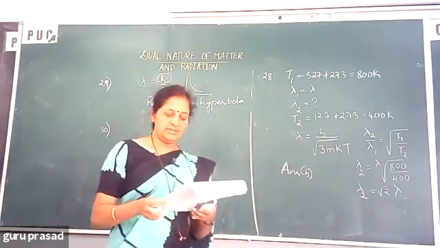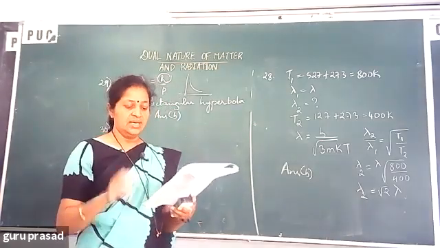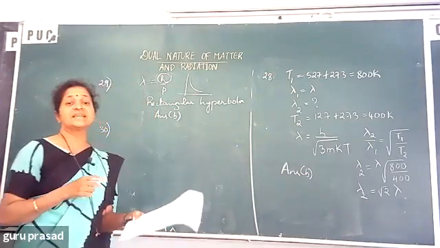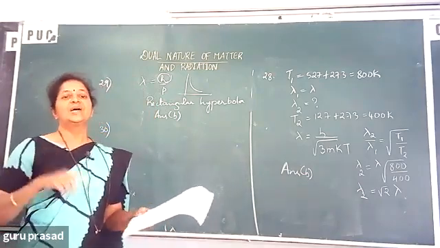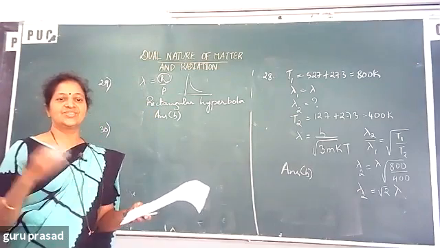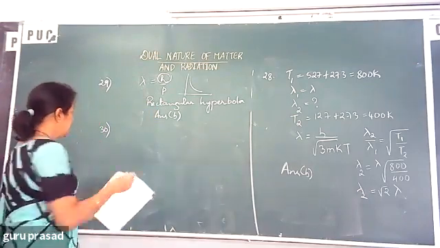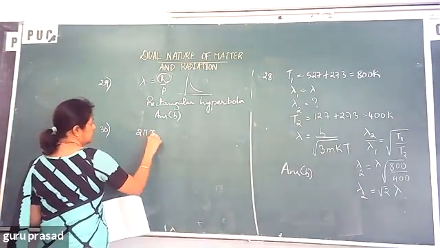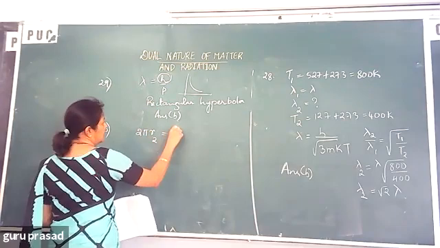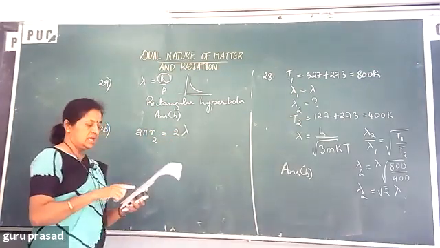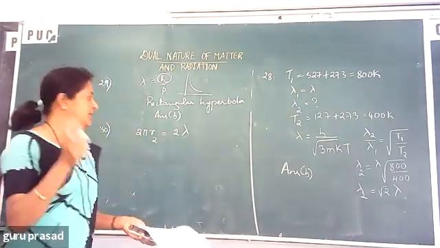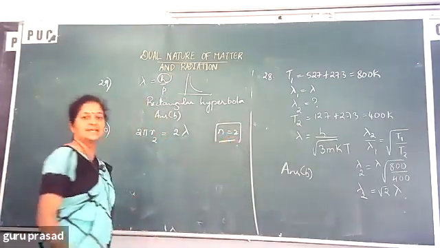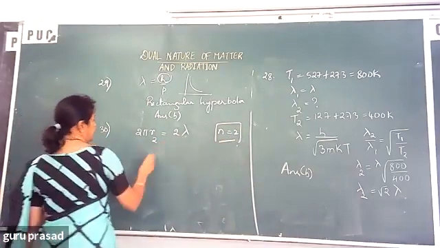What will be the de Broglie wavelength associated with the electron revolving around the hydrogen nucleus in the first excited state? It is again the combination of dual nature and atoms chapter. As per de Broglie's hypothesis, 2 pi r in the second orbit is equal to 2 into lambda, because first excited state means n is equal to 2. You have to find out lambda.